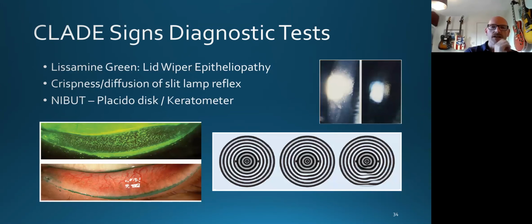Okay. Again, further diagnostic tests. Lissamine green is going to really help us look at the lid wiper. And lid wiper epitheliopathy is one of those ones where you maybe have a patient with symptoms, but you don't see any signs when you look at the front surface of the eye.